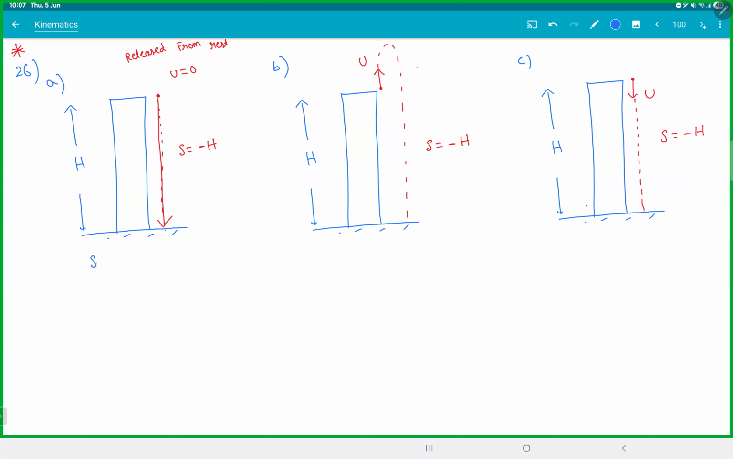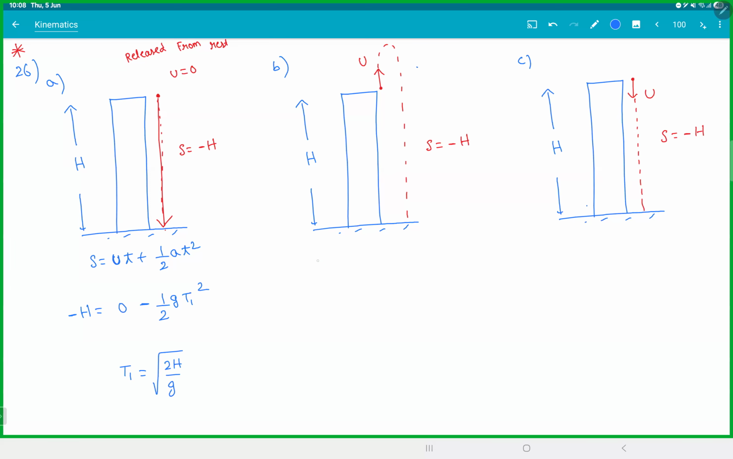Then using the equation S equals ut plus half at square, what changes in all three equations is the speed. In the first case, S is minus h, speed is 0, gravity is minus g, so minus h equals minus half g t1 square. So we get t1 equals root of 2h by g. This is another standard result. Whenever you drop a particle from rest, this is the time of flight.